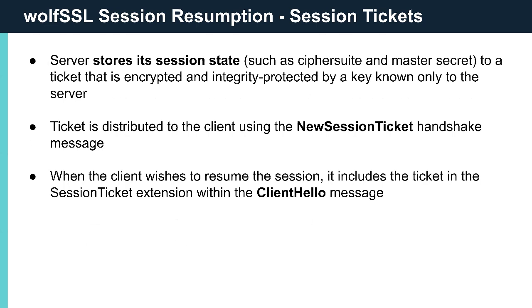The server stores its session state at the time of the first connection, such as things like the cipher suite and the master secret, into a ticket and encrypts that ticket with a key that only the server knows. Then the ticket's distributed to the client in the form of a new session ticket message. This happens as part of the handshake. When the client wants to resume the previous connection, it includes the ticket in the session ticket extension that attaches to the client hello message.